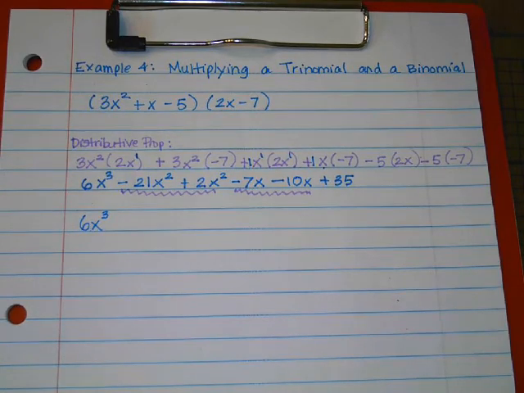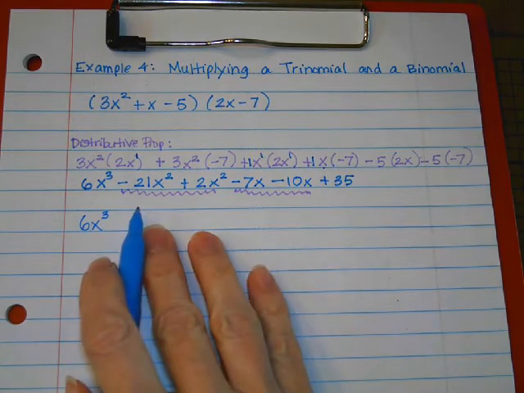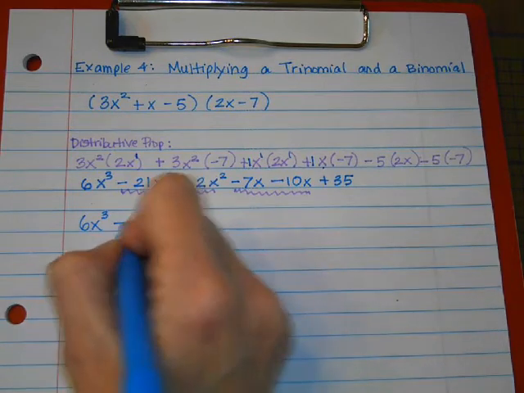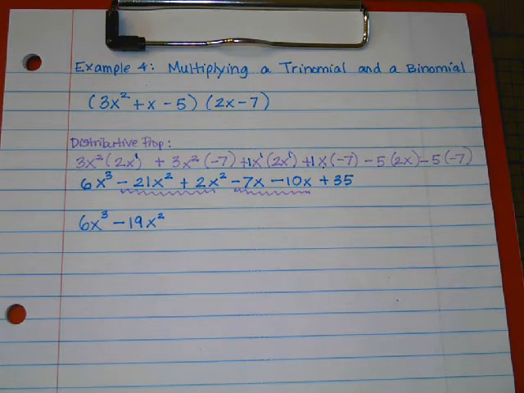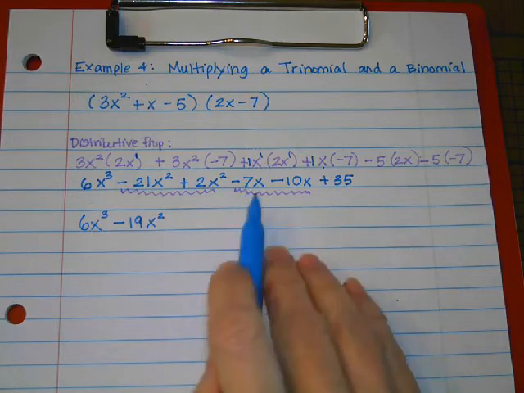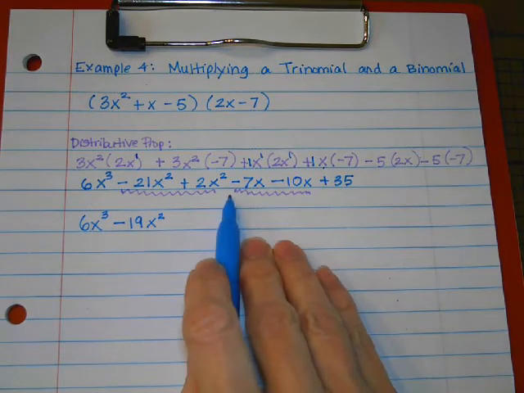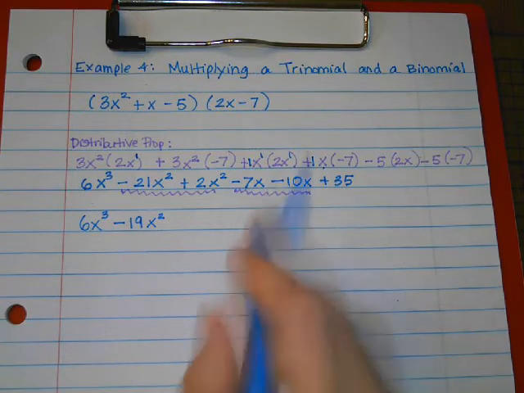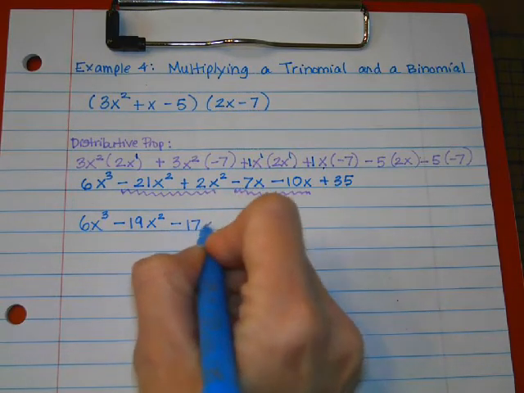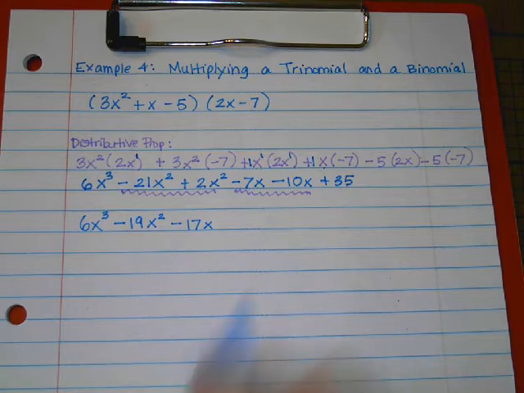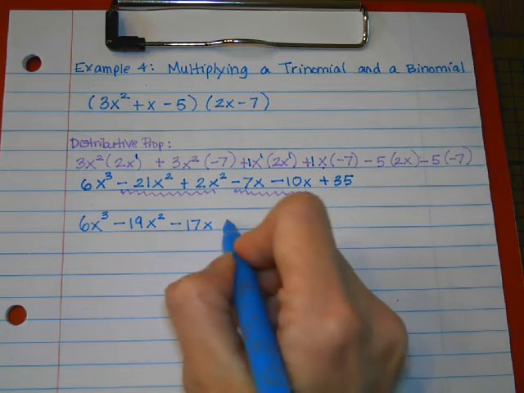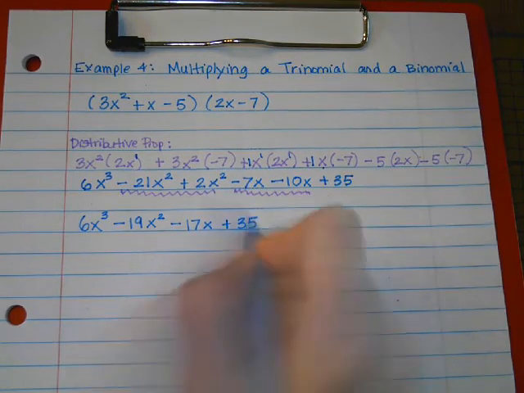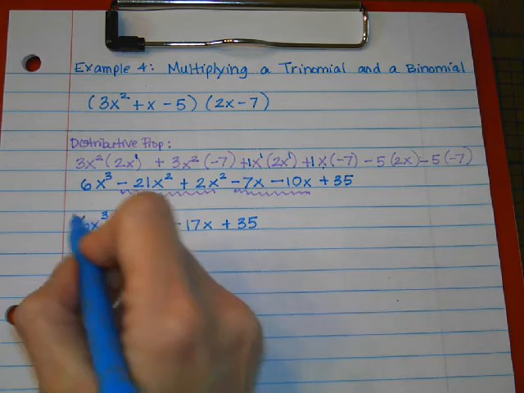We're going to combine our x squareds. So negative 21 plus 2 is a negative 19. And those are x squareds. And again, we don't mess with the exponents because we were not multiplying or dividing. We were just adding or subtracting. Then we're going to look over here at our x's. We have a negative 7. Take away 10 more makes a negative 17x. And again, we keep it just plain x because that's what they were. We don't mess with the exponents. We were not multiplying or dividing. We bring down the plus 35. All right, and that would be our final answer.